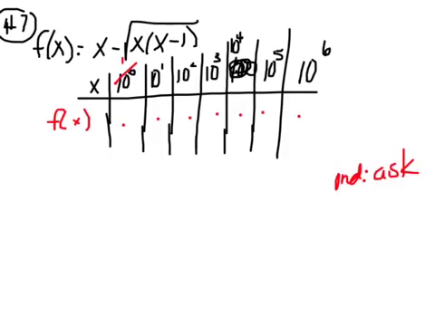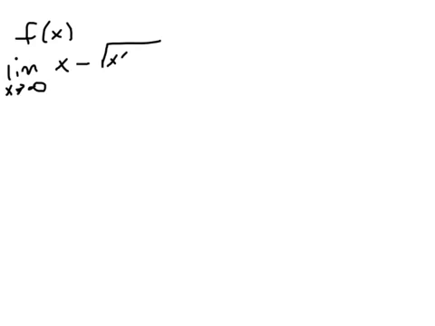Let's look at this analytically, though. What they want us to do is just what we did in number 41. Basically, if we want to find the limit, this is getting very big in a positive direction. So we're looking at the limit as x approaches infinity. And f of x is this x, minus the square root of x times x minus 1. I'm just going to write it here.